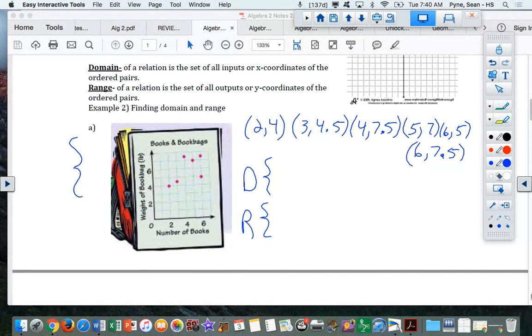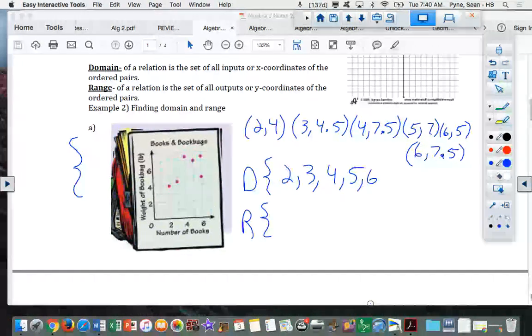All right, so for the domain, you're going to label all the X values. Now you only label them once. So if there's like 6 4s, I only have to write 4 down once. Now I usually like to write these in order. So I see a 2. The next highest value is a 3. The next highest value is a 4, 5, and then 6. So I listed all of the X values for a domain.